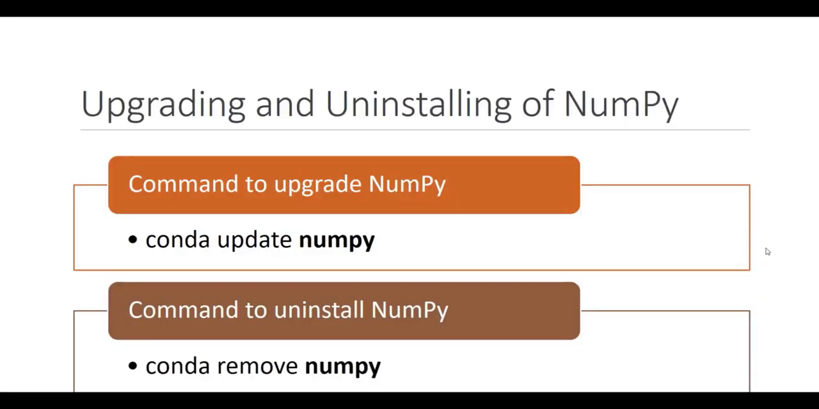Now we will learn how to upgrade and uninstall NumPy in conda package. If you have an old version of NumPy and you want to upgrade to the latest version, then you can use this command: for upgrading NumPy, conda update numpy, and to uninstall NumPy, conda remove numpy. So in the next module we will start with the first program of NumPy and check different ways of array creation.